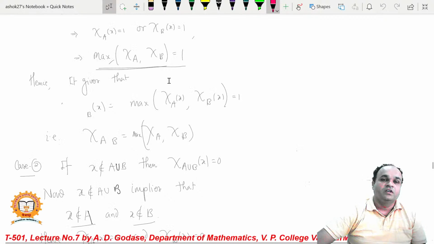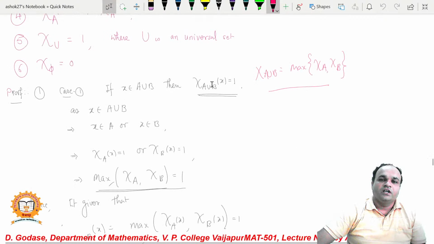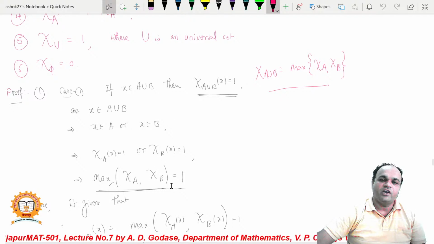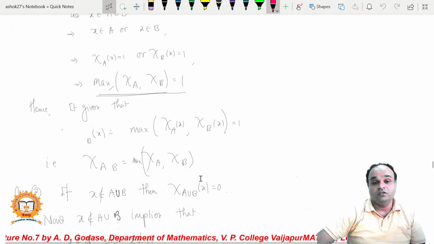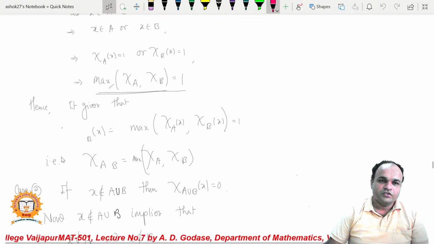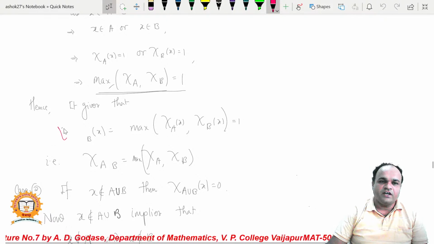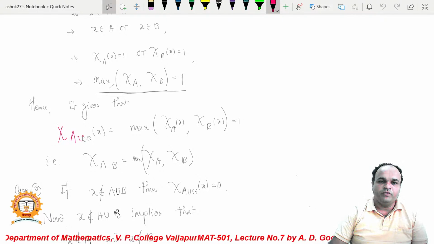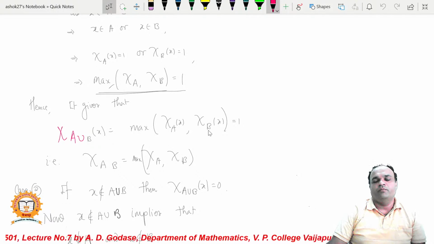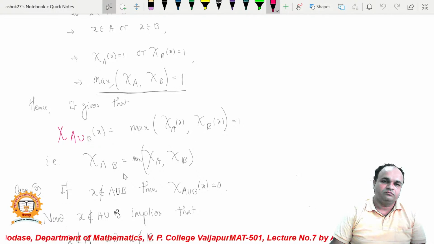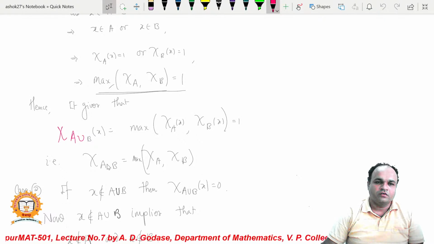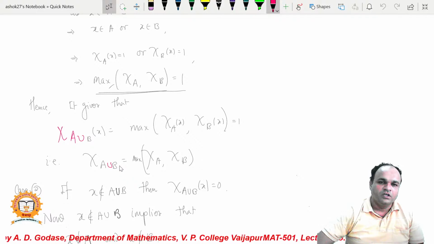Hence chi of A union B of x is 1, and the maximum of chi of A and chi of B is again 1. So both values are equal to 1. So chi of A union B of x equals the maximum of chi of A and chi of B. So it gives equality, which we claimed to prove.